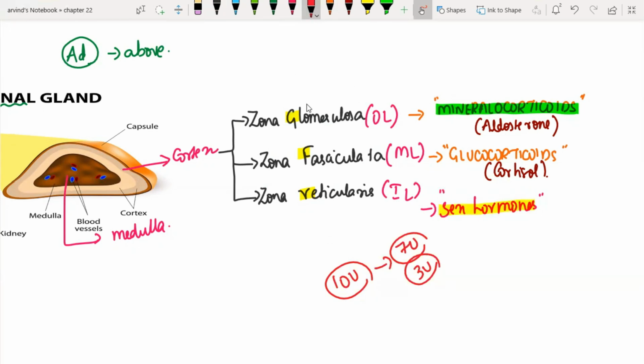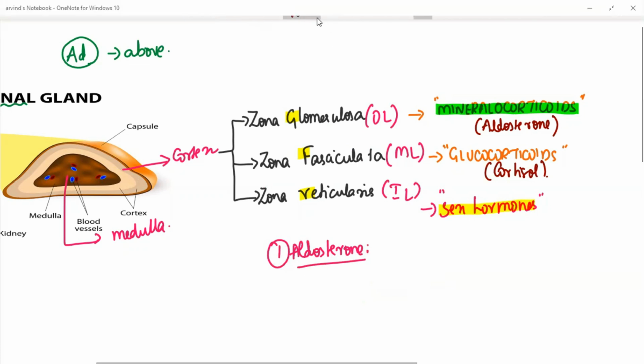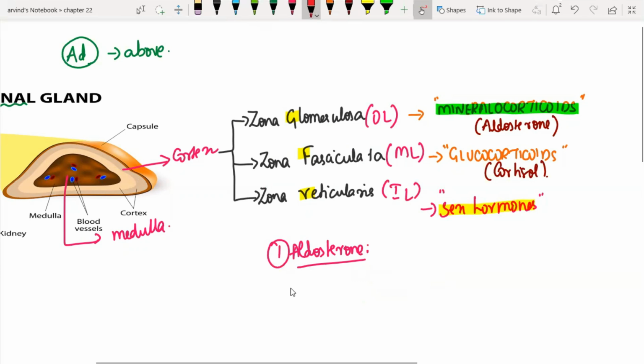So we have two important places where the sex hormones are being synthesized. One is the gonads, another one is going to be the adrenal cortex, especially in the layer of zona reticularis. Now talking about important aspects of these, first one is aldosterone. Aldosterone is a mineralocorticoid, so it is concerned with some mineral ions. The main important thing that you must know is it is concerned with sodium reabsorption.